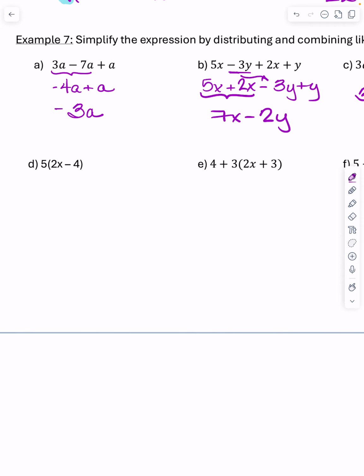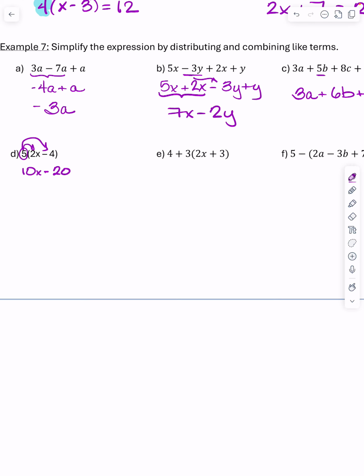D, using the distributive property. This 5 out front means I have 5 of these mystery 2x minus 4s. I don't necessarily want to write 2x minus 4 5 times, so we shorthand and we multiply. We know this 2x happens 5 times, that's 10x, and we know this negative 4 always also happens 5 times, that's minus 20.